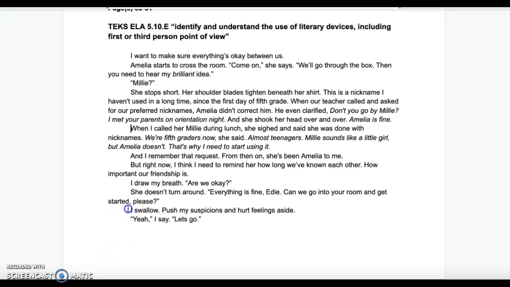And then also at the end when it says, "I swallow, push my suspicions and hurt feelings aside," that shows us exactly how Edie's feeling. If we would have just heard the "Yeah, let's go," we would have thought everything's okay. We wouldn't have known that Edie's feelings were actually hurt. So learning from first person point of view can give you a better insight into what that character is feeling, as well as the conflict and understanding the bigger picture of the conflict rather than just what's going on in that moment. And so that's what we would push for the students to learn and look at when they're reading, and I think that this would be a perfect example to understand first person point of view.